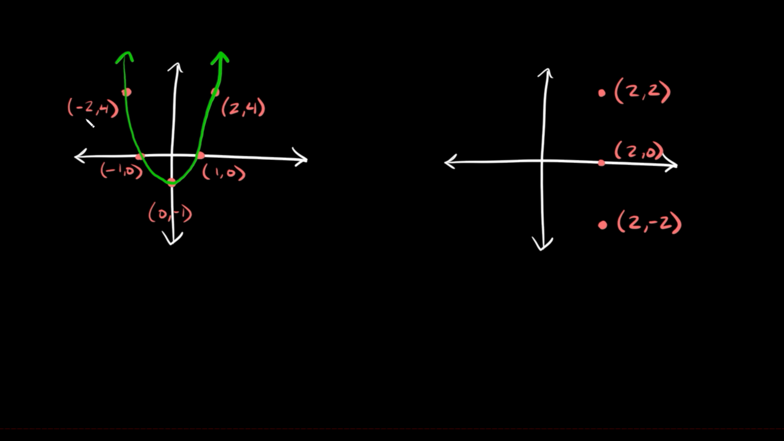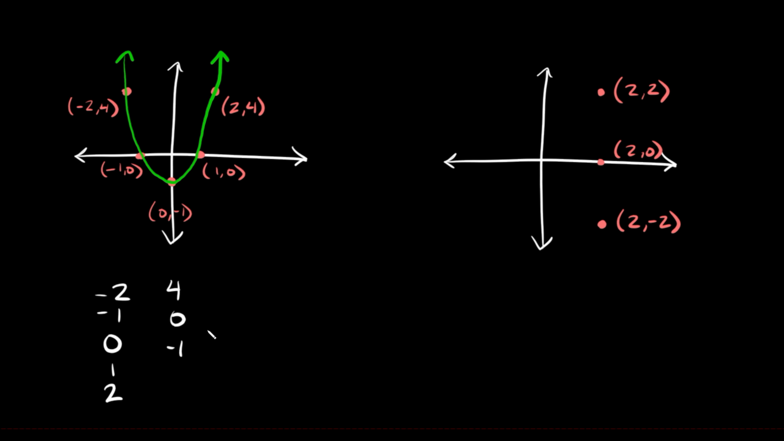What are our x's, or inputs? -2, -1, 0, 1, and 2. Let's write that down here. And what are their outputs? 4, 0, -1, 0, 4. So 4, 0, -1, and then we have 0 and 4, but we already have those written, so we'll just leave those there.